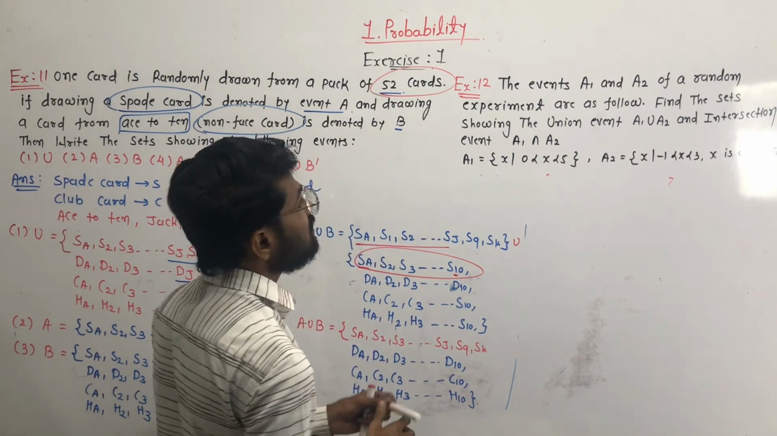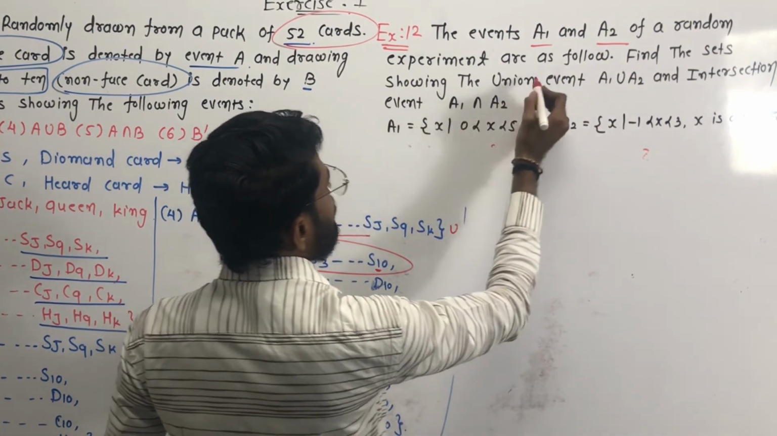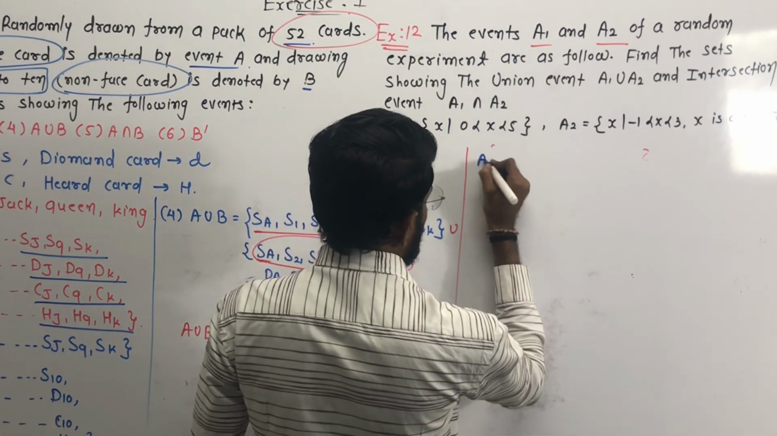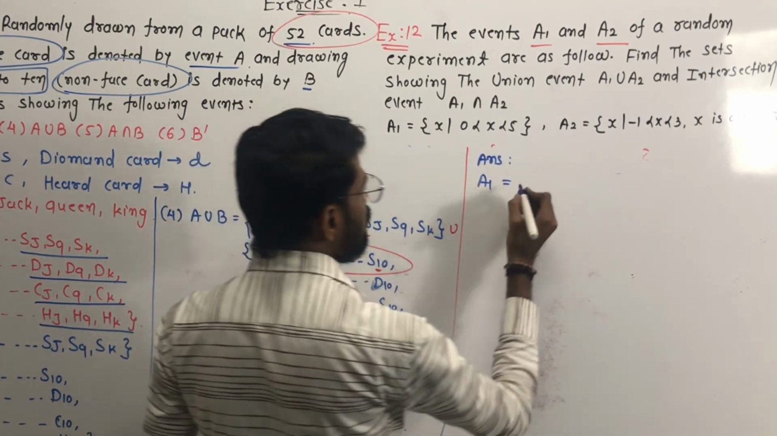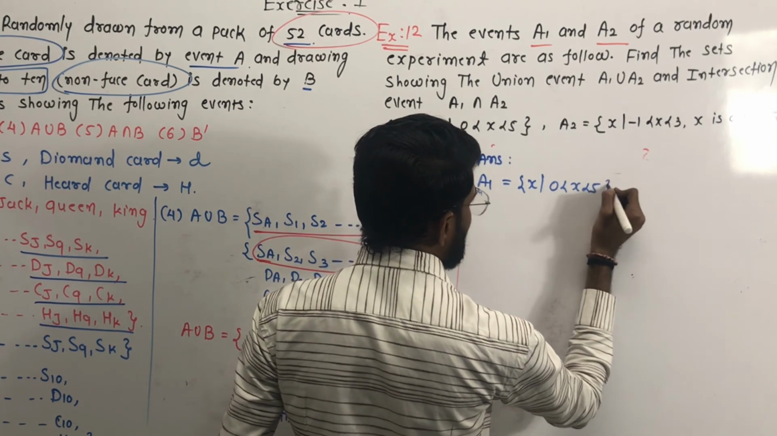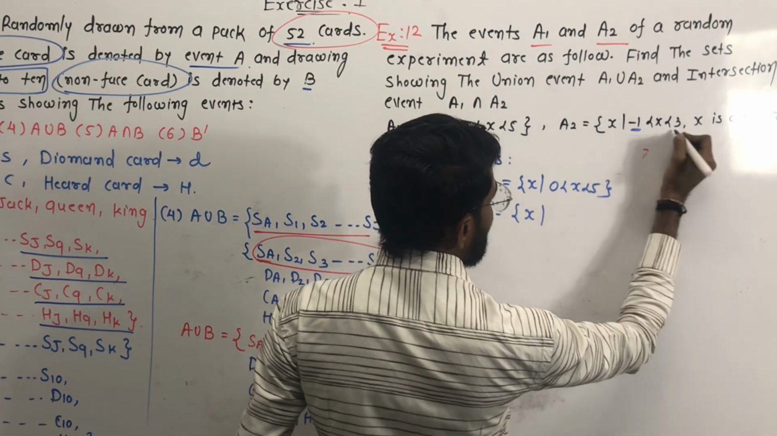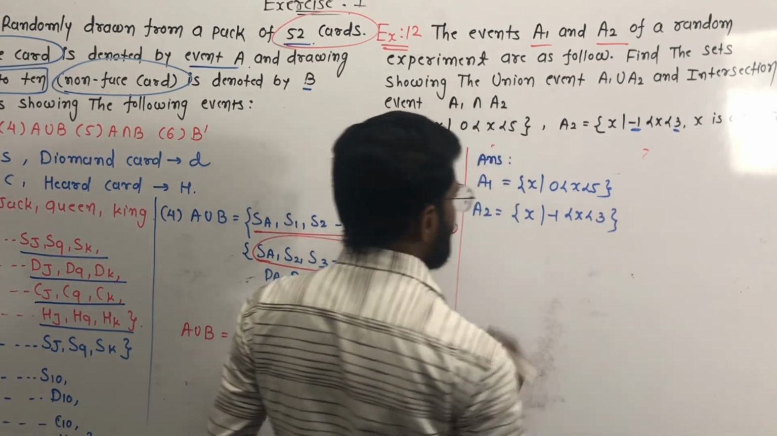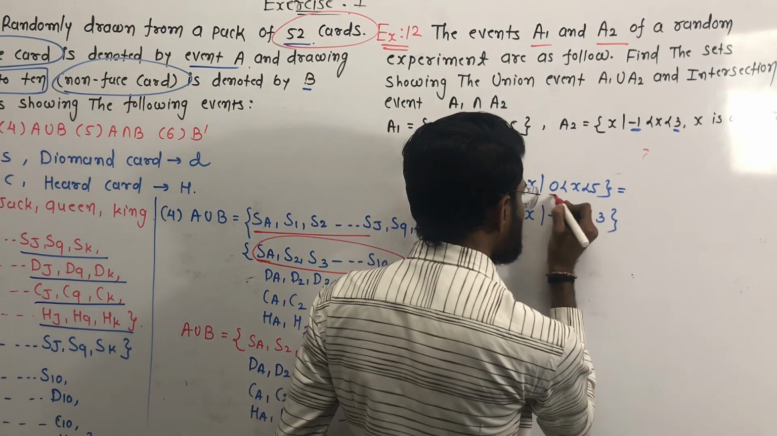The question number 12 is that the events A1 and A2 of a random experiment are as follows. Event A1 is X, where X is in between 0 to 5. And A2 is equal to X, where X is in between minus 1 and 3, minus 1 less than X less than 3. Okay.